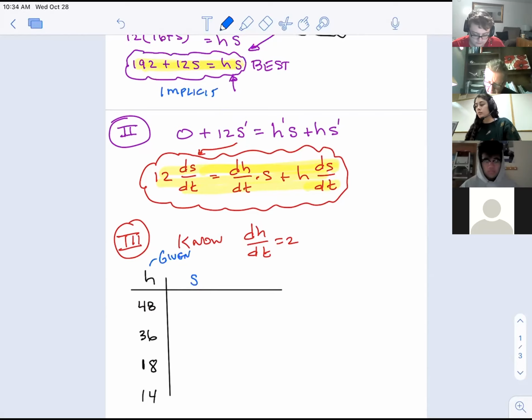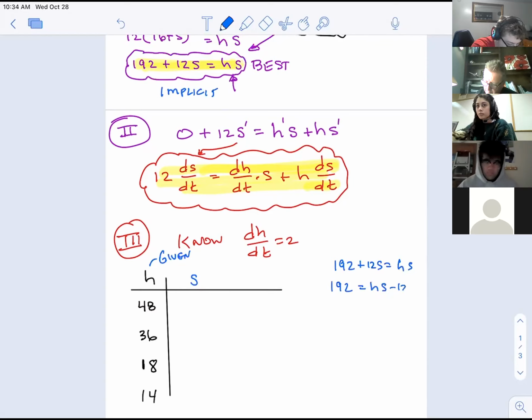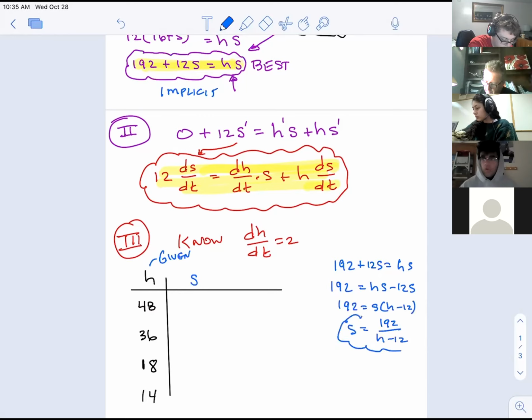So let's see, I'm going to start from scratch. If I have 192 plus 12S equals H times S, I've got to get all the S's on the same side. So I'll subtract 12S over to this side, and then I can factor S out of that, leaving H minus 12. And then I can divide by H minus 12. So S is equal to 192 divided by H minus 12. Isn't that a much more useful equation?